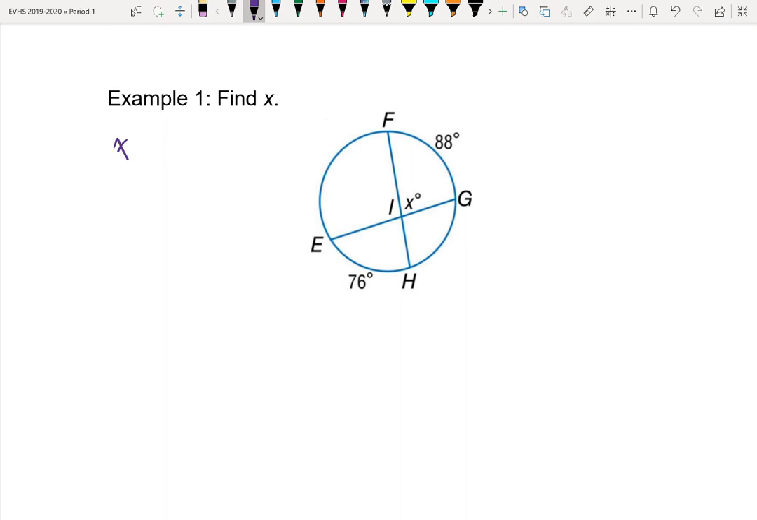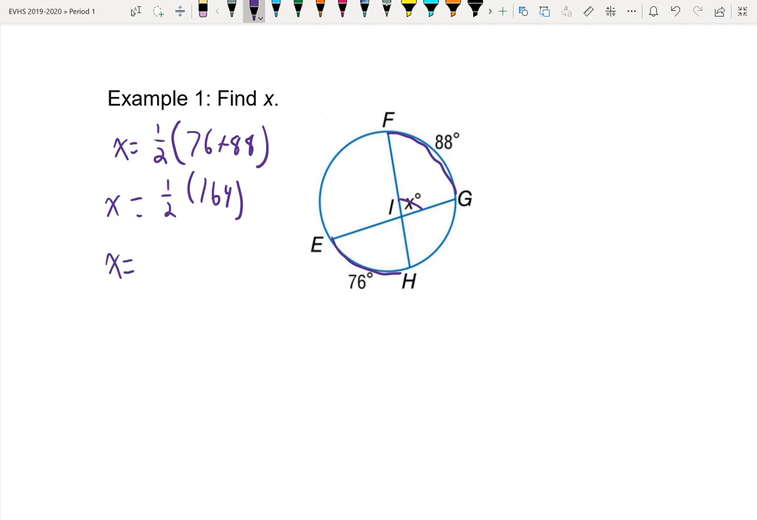Let's show what that actually looks like here. So X is going to equal 1/2 times, since X is the angle here, half of the two intercepted arcs added together. So just 76 plus 88. So that gives me X equals 1/2 times 76 plus 88, which is 164. Now when I take that 164 and divide that by 2, I get that X equals 82 degrees. There we go. It's that simple.